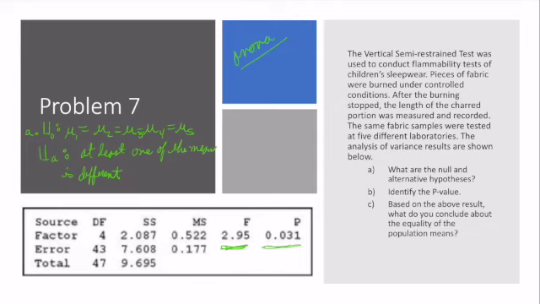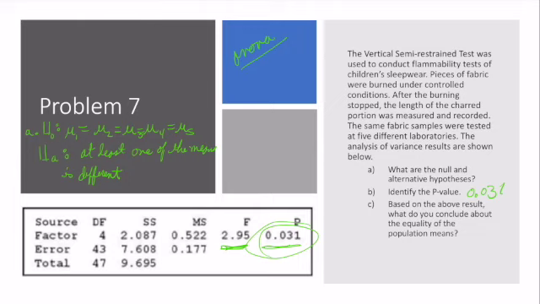Next, it says identify the p-value. This is really nice because we didn't have to do any math. The p-value is right here. It's 0.031. Next, I'm going to use this p-value, this probability, to make conclusions about my population means. So either reject or do not reject my null hypothesis.